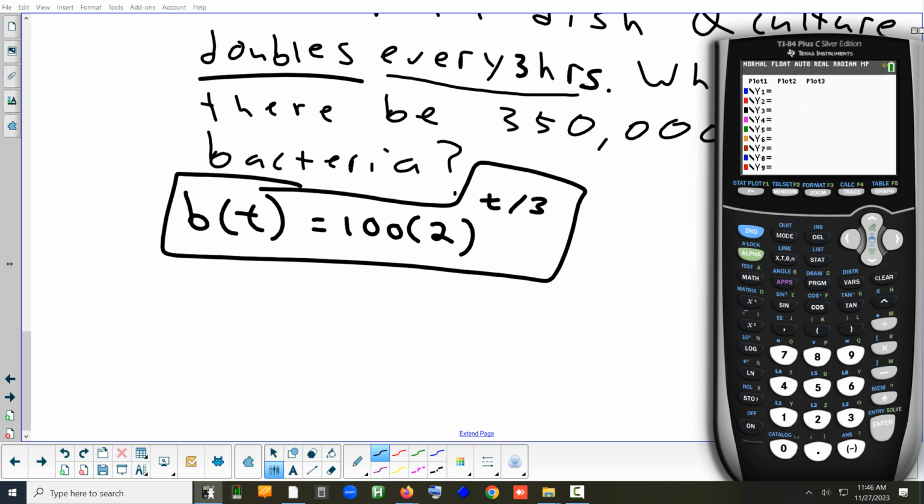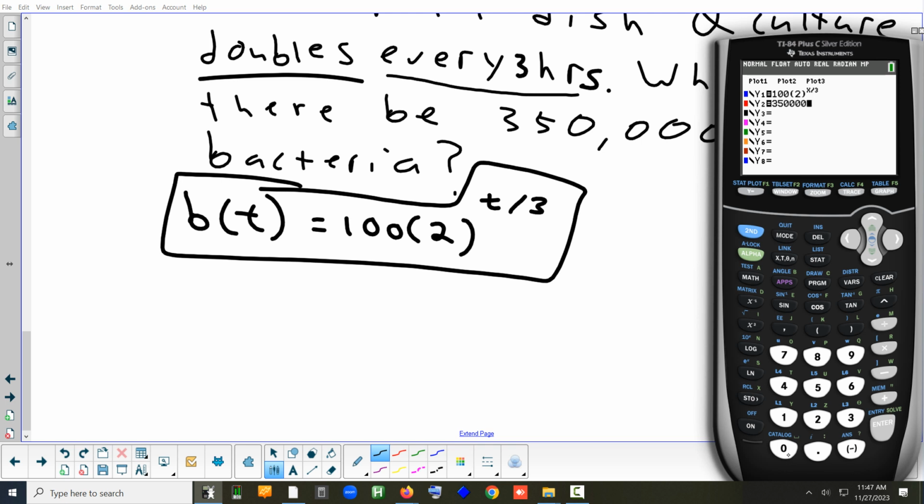All right, let's type that in and see what happens. So you might think it's going to take a long time because you're only starting with 100 and you're trying to get all the way to 350,000. But doubling, things happen pretty quick. So 100 times 2, and we'll put x divided by 3. And we want to know when that hits how much? 350,000.